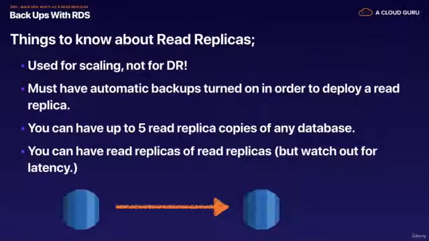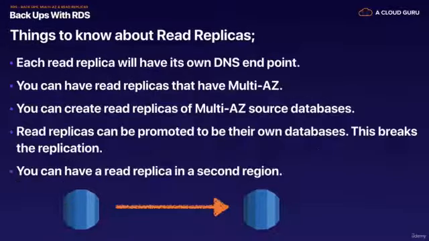And the things to know about read replicas is they're used for scaling, they're not used for DR, and they must have automatic backups turned on in order to deploy a read replica. And we'll see that in the lab coming up. And you can have up to 5 read replica copies of any database, and you can have read replicas of read replicas. But when you do that, you do have to start watching out for replication latency.